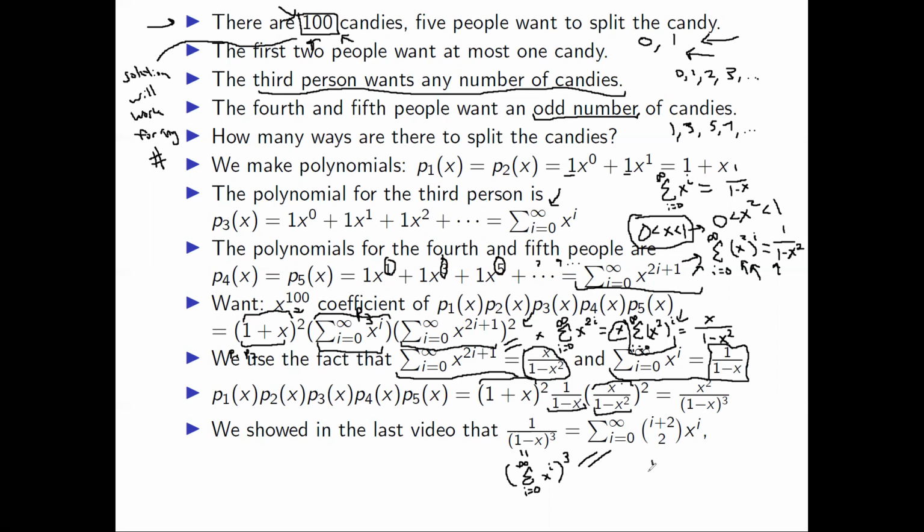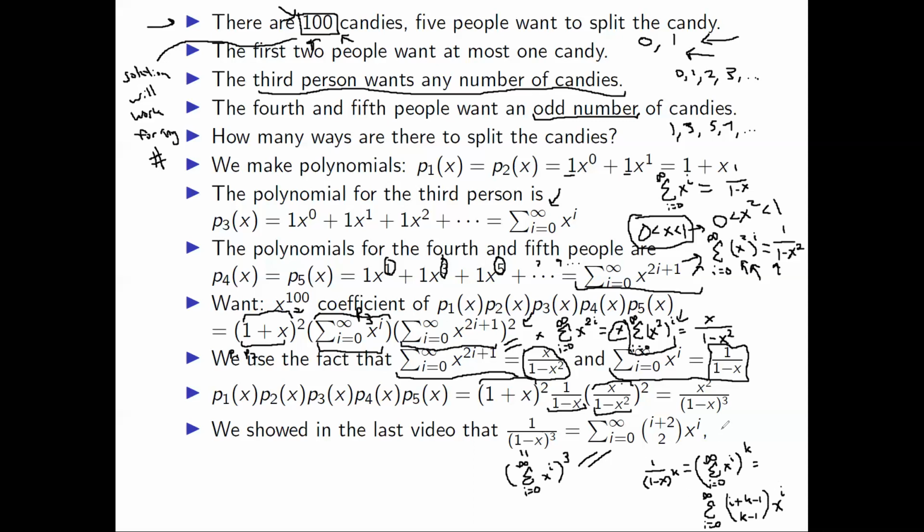So we proved that 1 over 1 minus x to the k, which is the same as the sum i equals 0 to infinity of x to the i to the k, equals the sum i equals 0 to infinity of i plus k minus 1 choose k minus 1, times x to the i.